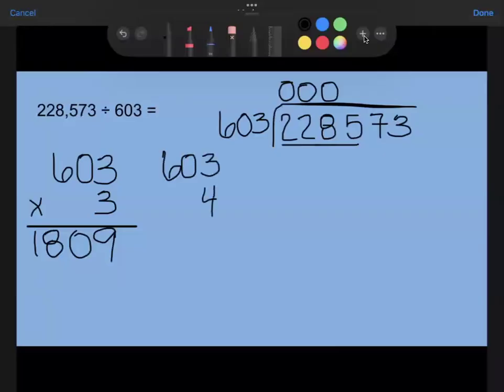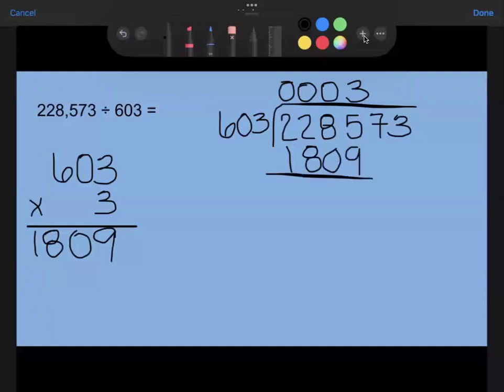603 times 4, that would be 12. 0 times 4 is 0 plus 1, and then that would be 24. So yeah, 4 is going to be too big because 2,412 is bigger than 2,285. So I'm going to take that away, and instead we're going to go with the 3. I'm going to put that up there, maybe erase this, and put the 1809 right here. Okay, so I'm going to go ahead and subtract those, and I will have to use some regrouping to do that. But when I do, I end up with 476.